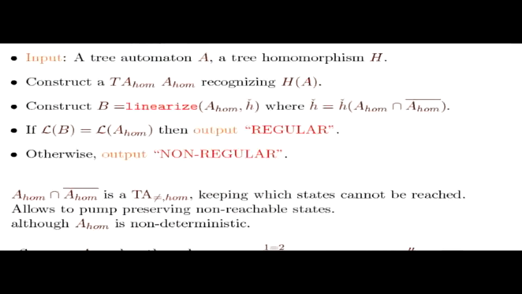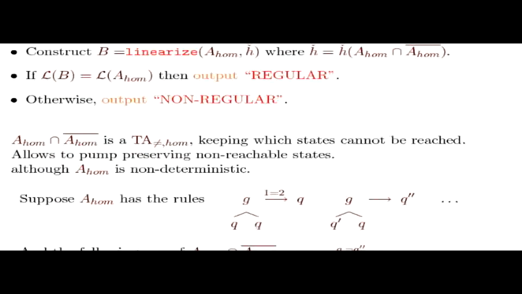The key is based on this automaton. The intersection between A Hom and its complement recognizes the empty set. This seems a mistake when one reads the paper for the first time. But this automaton allows to know which states are not reached by a given term thanks to the complement part. Moreover, these unreachable states are preserved by pumpings. In order to get an idea, suppose we have these rules in a Hom where Q and Q' are accepting states.